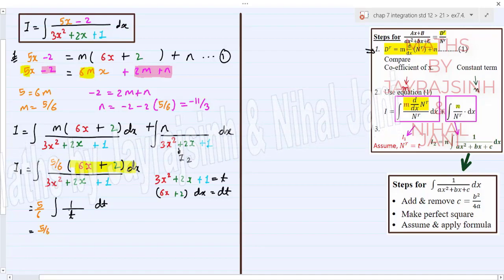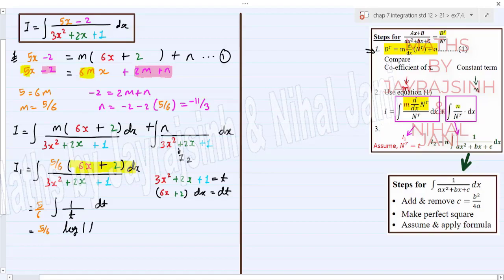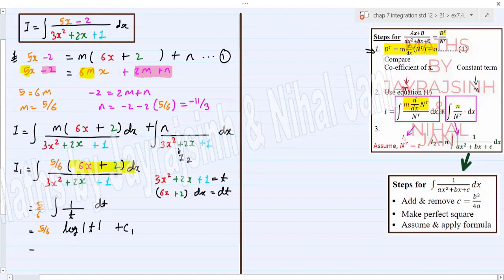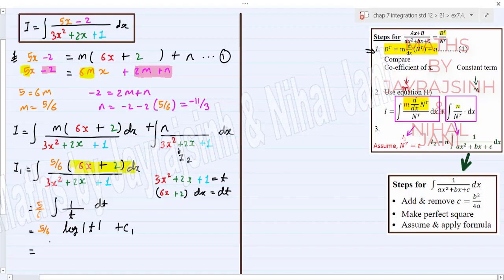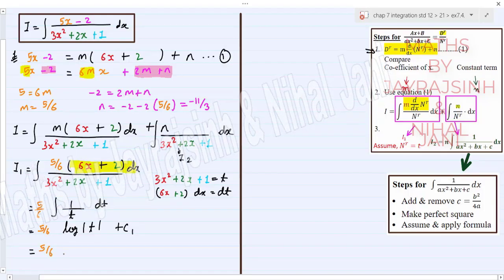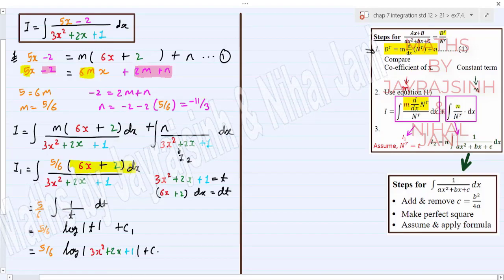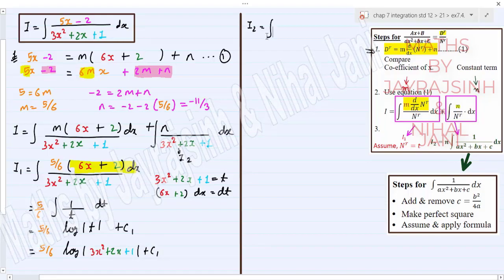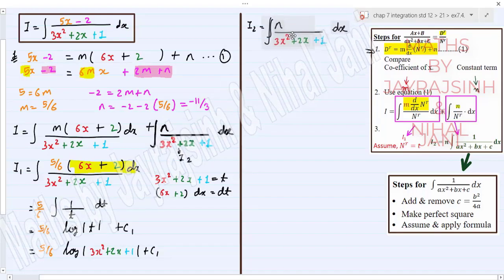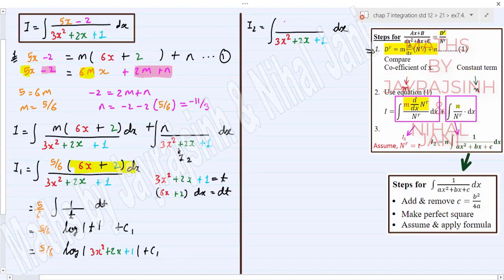So pi by 6 integration of 1 upon t is simply log mod t plus c1, or if we substitute the value of t, we will get pi by 6 log mod 3x square plus 2x plus 1 plus c1. Okay, now let's try to integrate our second term, which is our I2. Here your n is constant and having the value of minus 11 by 3. So we don't have to worry about it.